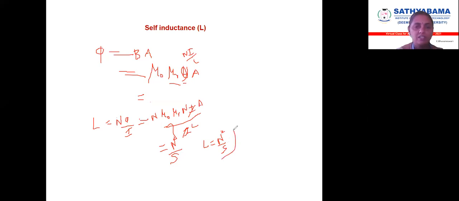So we have read two formulas for self-inductance. L is equal to N phi by I, and L is equal to N square by S. Right. Any doubts you have as of now? You can post me in the chat box.